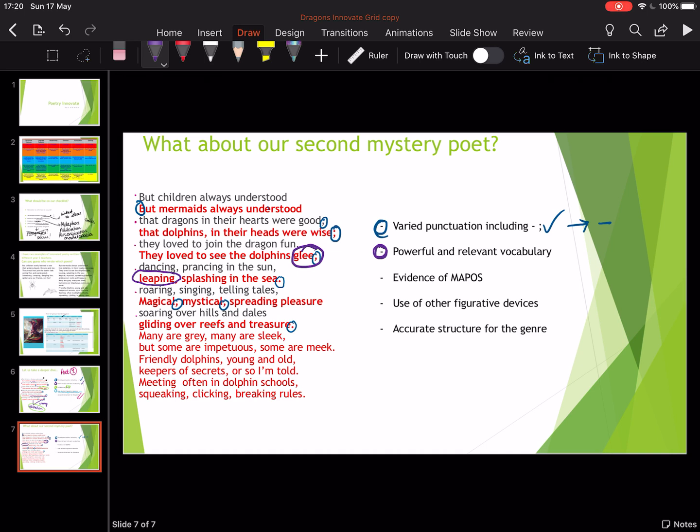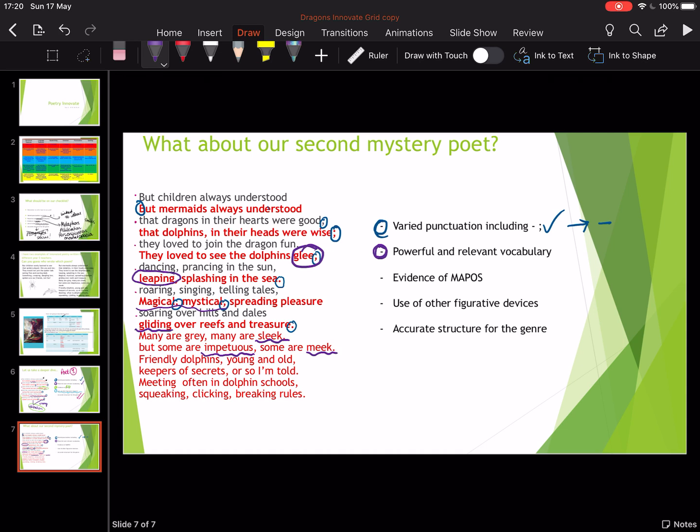And we've also got magical, mystical, which are lovely words. Spreading pleasure, gliding over reefs, not just swimming, gliding. Many are sleek. Some are impetuous and some are meek. Impetuous and meek could be seen as antonyms of each other. Meek is sort of shy. So they've got some extra things going on in there.